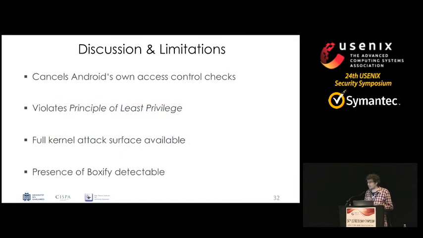OK, let's look at some of the limitations here. One I've already mentioned: we completely cancel Android's own access control checks. So Boxify needs to re-implement all that permission checking logic itself. And that's actually kind of hard to do. There have been several papers that have established mappings between API calls and permissions, and we use that information to re-implement this permission checking. But it's actually very hard to get right. And that's something that we'll have to address further as the development of the prototype progresses.